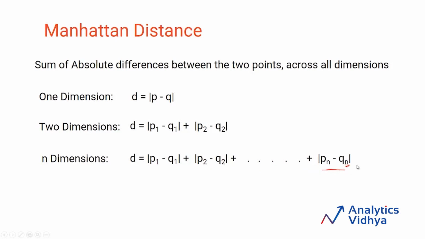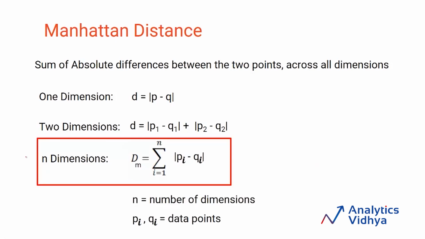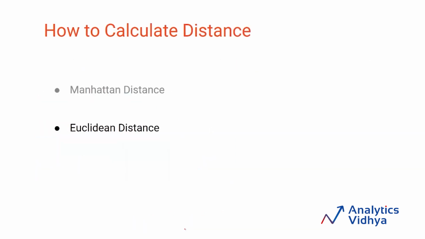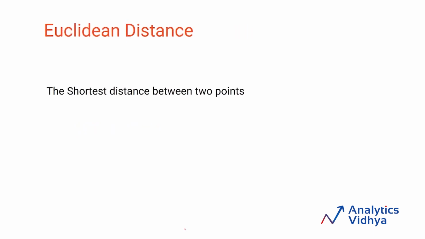Now I can write the same formula in this way, where we have the absolute difference between the coordinates P and Q, and we have i going from 1 to n, where n is the number of dimensions and Pi and Qi are the data points. But the Manhattan distance is not the shortest distance between 2 points. So we have another technique called the Euclidean distance, which calculates the shortest distance between the 2 points.